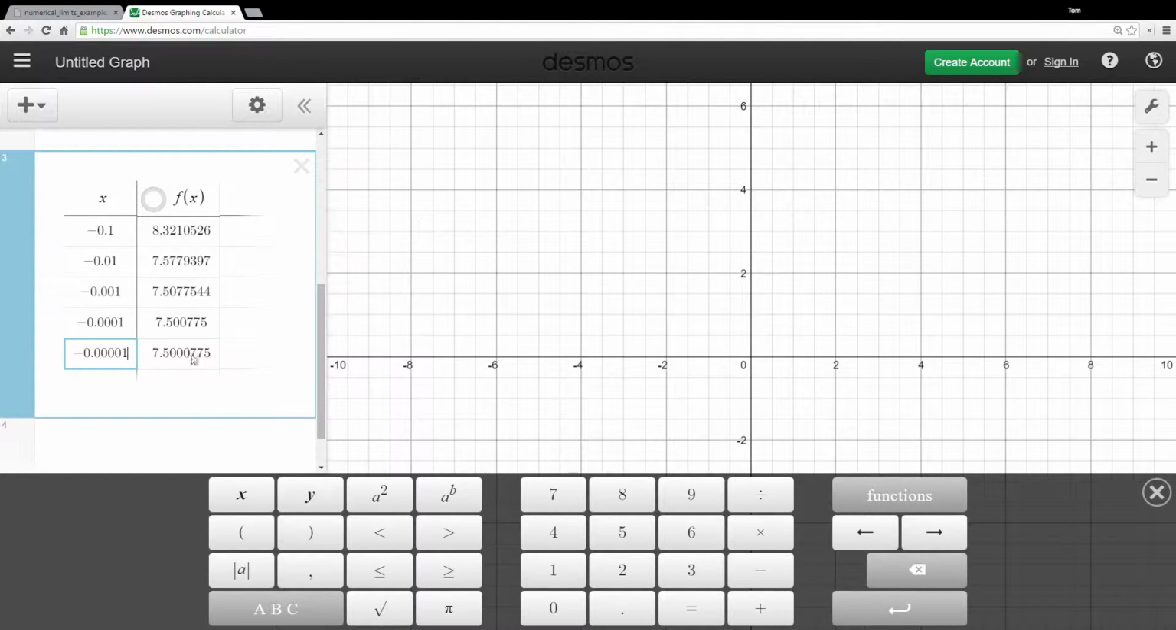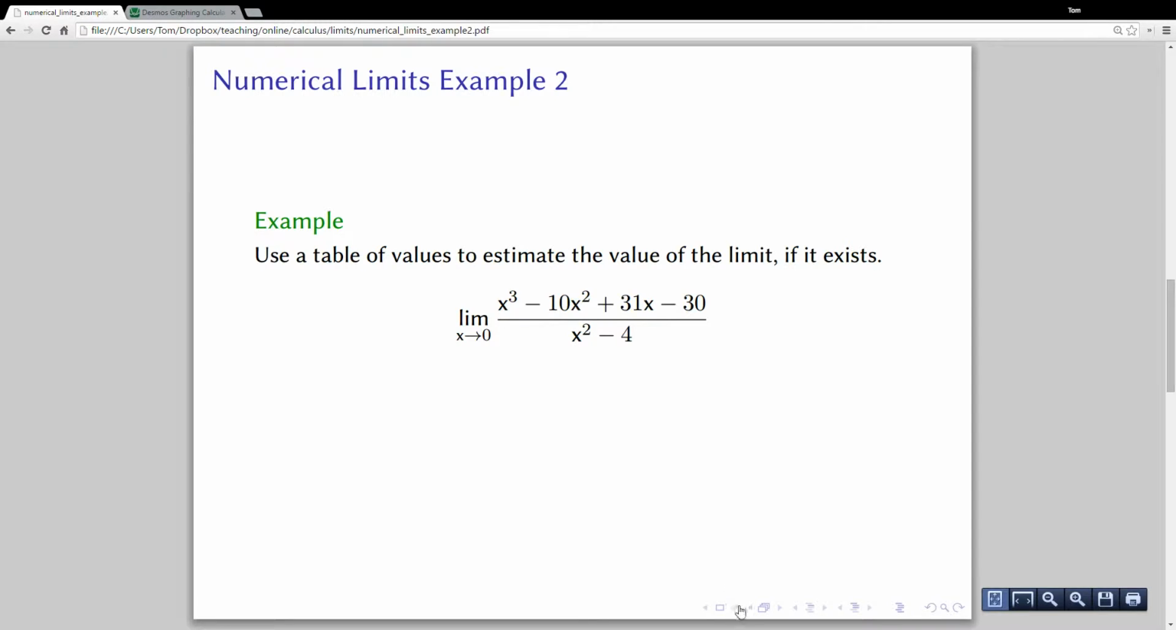So it's pretty clear based on the numerical evidence what's going on here. And so what we would say is that the limit as x goes to 0 of this function is 7.5.